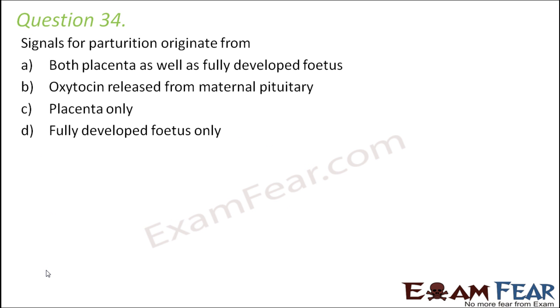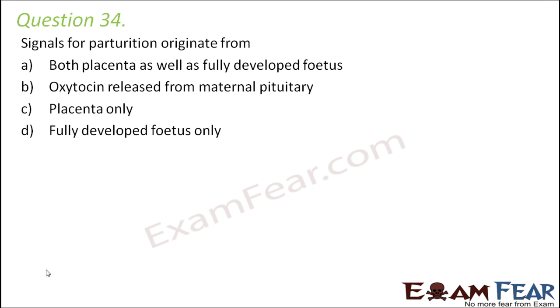Question number 34. Signals for parturition originate from both placenta as well as fully developed fetus. Oxytocin released from maternal pituitary. Placenta only. Fully developed fetus only. Now, for parturition, the hormone which plays a critical role is oxytocin. But from where do the signals of parturition originate? So we are not asking from where the hormone oxytocin is getting released. We are asking from where the signal for parturition originates.